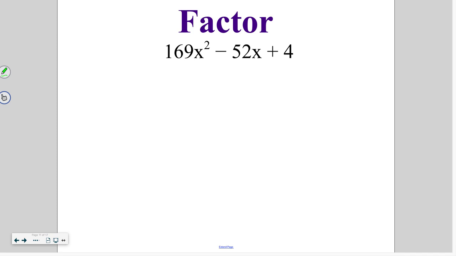So the first thing I want to check out is, can I take the square root of the first term? The square root of 169 is 13, and the square root of x squared is x.